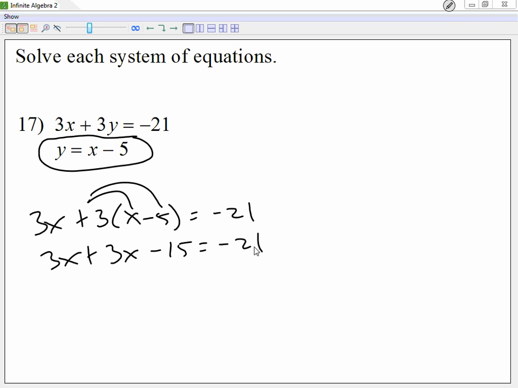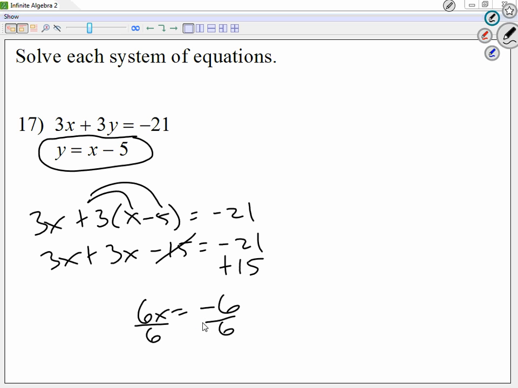Letters on one side, numbers on the other, so my negative 15, let me move it as a positive 15 on the other side. Now simplify your sides. 3x plus 3x, that's 6x. Negative 21 plus 15, that's negative 6. Divide by the number in front of the letter, x equals negative 1. That's half of our answer.